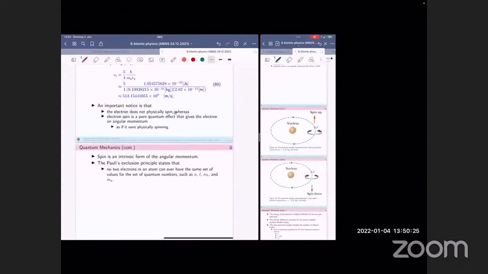The electron doesn't physically spin. Electron spin is a pure quantum effect that gives the electron an angular momentum as if it were physically spinning. Spin is an intrinsic, or hidden, form of angular momentum, but actually the electron doesn't spin and doesn't rotate at all. The Pauli exclusion principle states that no two electrons in an atom can ever have the same set of values of the quantum numbers n, l, ml and ms.